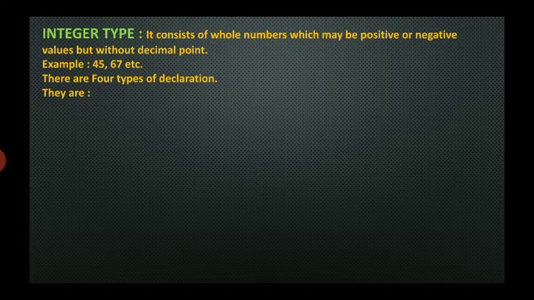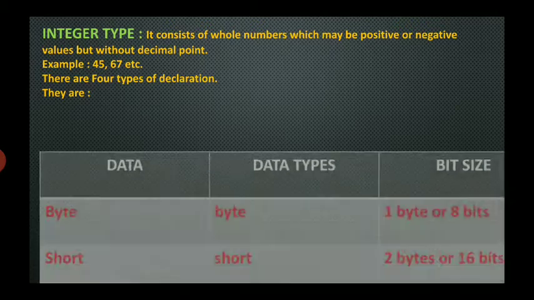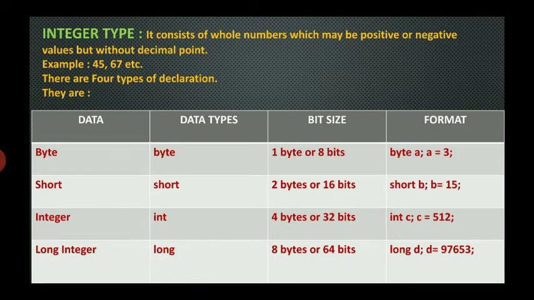Now there are 4 types of declaration under integer type. What are they? See the table: byte, short, integer, long integer. Now how to write a byte? It should be written in small letter. byte; short integer should be written as short; int; and long integer should be written as long. What is the size of byte? Byte, 1 byte or 8 bits. That means 1 byte is equal to 8 bits.